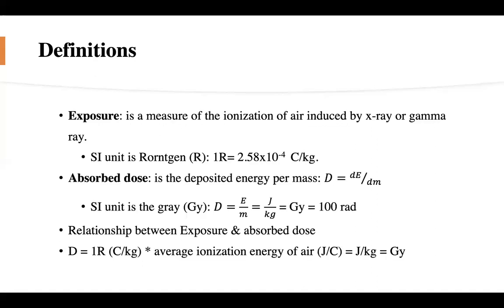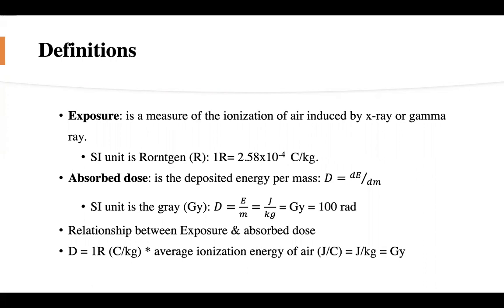Here are some definitions. Exposure is a measure of the ionization of air induced by X-rays or gamma rays. The unit is the Roentgen, and one Roentgen equals 2.58 times 10⁻⁴ coulomb per kilogram. So if dry air is hit by X-rays or gamma rays, it will produce this number of charge in 1 kilogram.